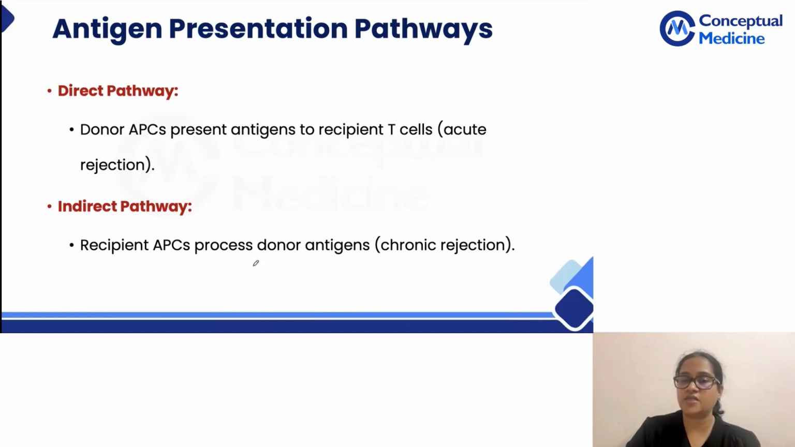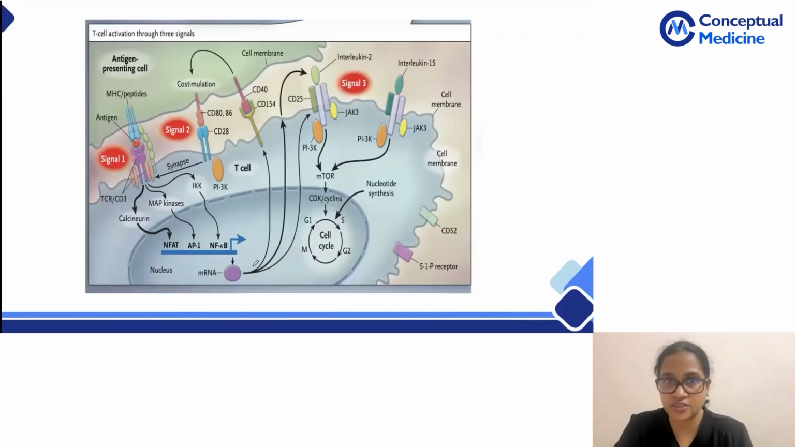The indirect pathway is where the donor antigen is there, but the recipient's APC has to come, take the antigen, go and give it to the recipient's T cell. So that is the indirect pathway. So that can cause chronic rejection. But whichever pathway the antigen is recognized by, this is what finally happens.